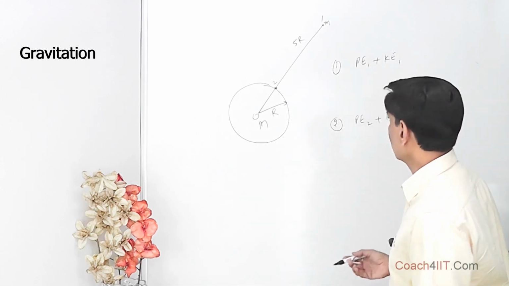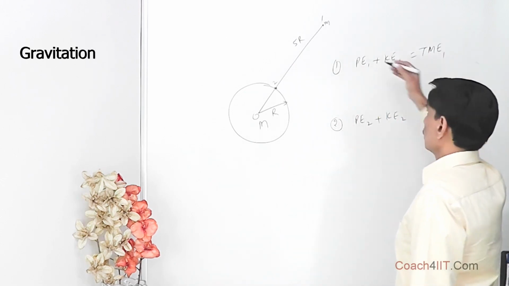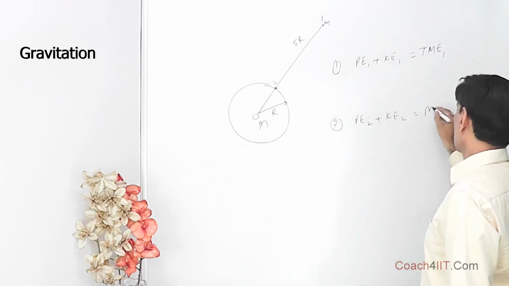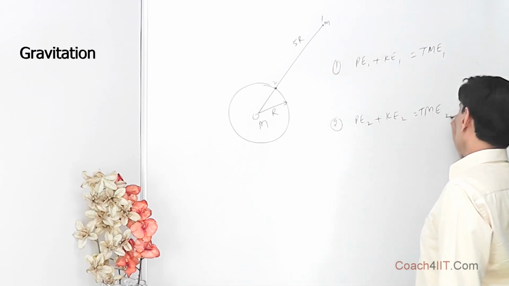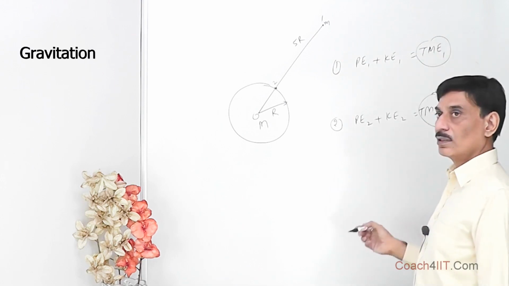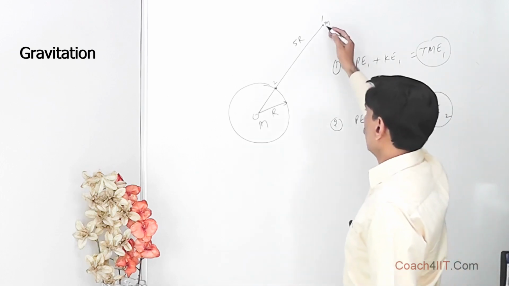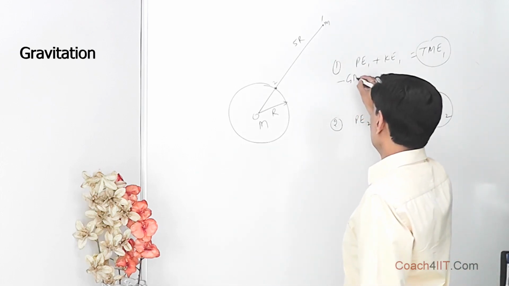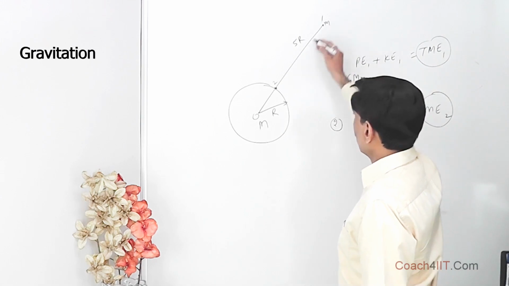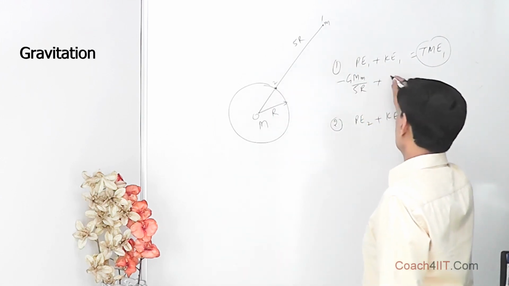This is the total mechanical energy in configuration number 1, and this is the total mechanical energy in configuration number 2. So this should be equal to this. Now we directly put the values. Potential energy 1 in this configuration is minus GMm upon, the distance between the two being 5r. Plus kinetic energy, which is obviously equal to 0.